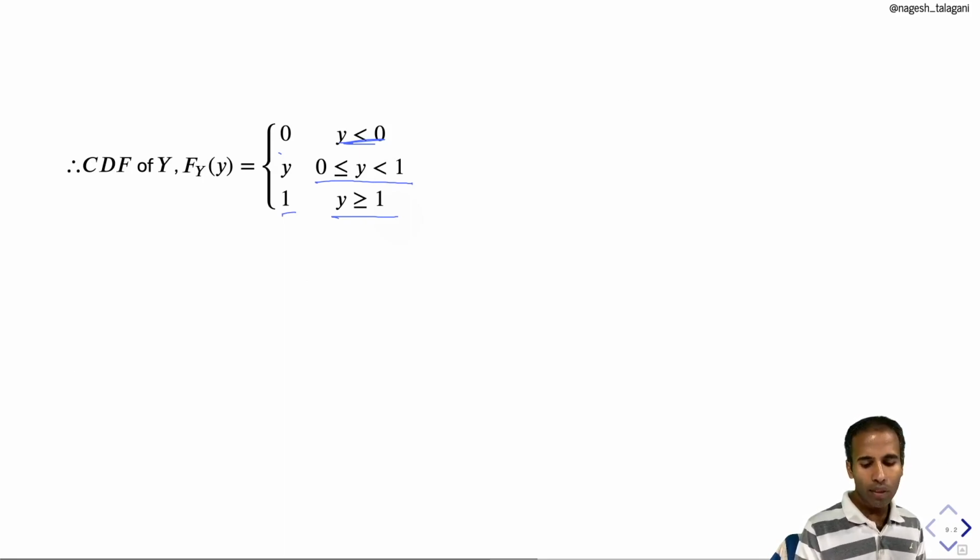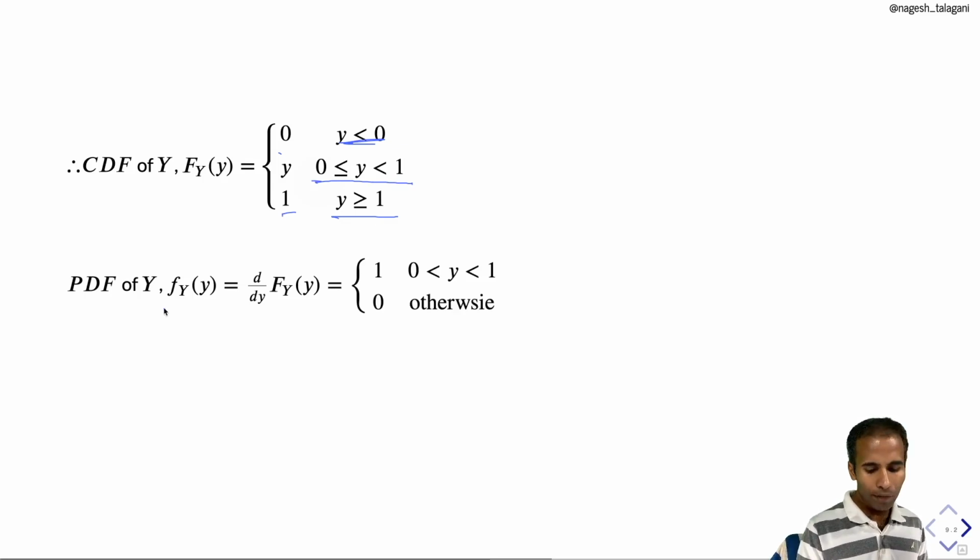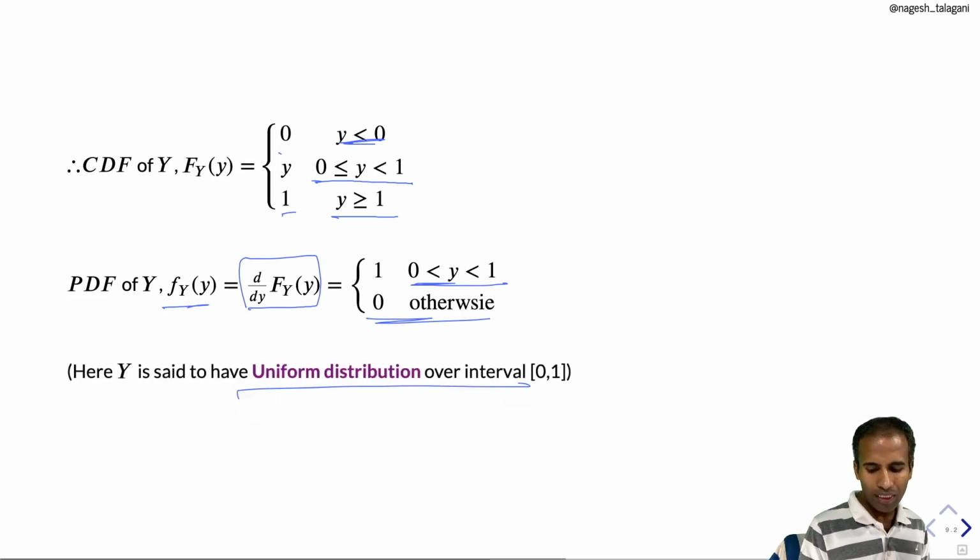Okay, as you can see, outside 0 and 1, function is constant, so the derivative is going to be 0. Between 0 and 1, the function is y, the derivative with respect to y is going to be 1. So the PDF of y is the derivative of CDF of y with respect to y. It's going to be 1 between 0 and 1, 0 otherwise. Here the random variable y is said to have uniform distribution over the interval 0, 1. Okay. Fine.